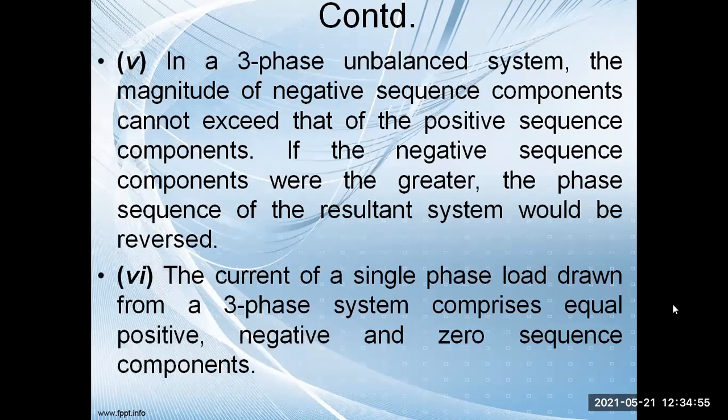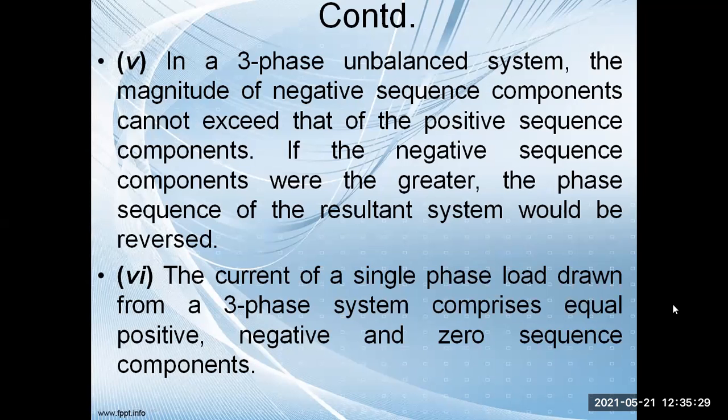In a three-phase unbalanced system, the magnitude of negative sequence components cannot exceed that of the positive sequence components. If the negative sequence components were greater, the phase sequence of the resultant system would be reversed. So we always have to remember that the positive sequence current will be greater than the negative sequence current, and it will be greater than the zero sequence current. This is the sequence we have to follow: the magnitude of the positive sequence current is greater than the magnitude of the negative sequence current, which is greater than the magnitude of the zero sequence current.